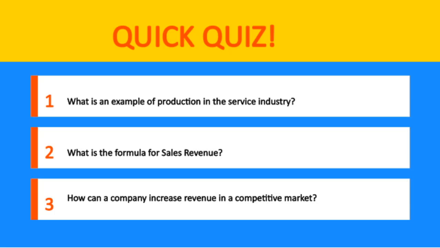All right, let's wrap things up with a quick quiz to reinforce what we've discussed. So here's the question: how can a company increase revenue in a competitive market? Think about the strategies we've covered, like improving sales techniques, offering better value, or finding new customer segments. Next, we'll look at the formula for sales revenue. Remember, it's simply price times quantity. This is fundamental because understanding what drives revenue helps us identify where to focus our efforts.